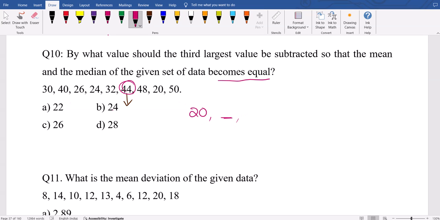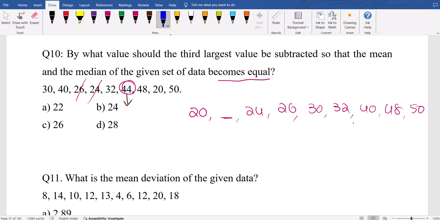If I subtract more than 24, it will become less than 20, right? So 20 or less than that will come. If I subtract 20, it will be less than 20. So it will take this place or this place, that's for sure, right? So next 20, then 24, 26, 30, 32, 40, 48, 50. Right. Now here, how much data we have?